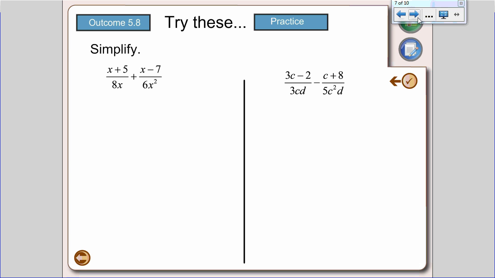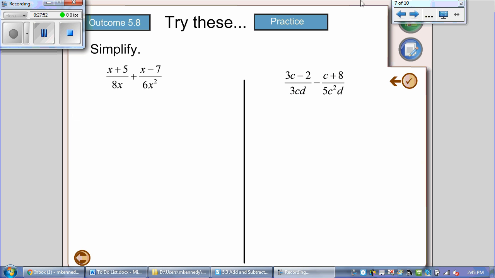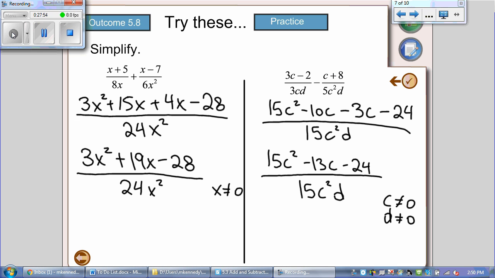The first one, our common denominator is 24x squared. We got that by going 8 times 3 and 12 or 6 times 4. You can see the steps there. You should have been checking your answer already.